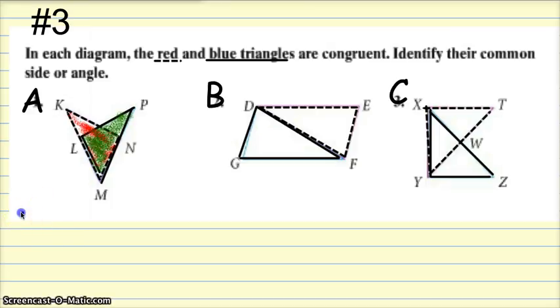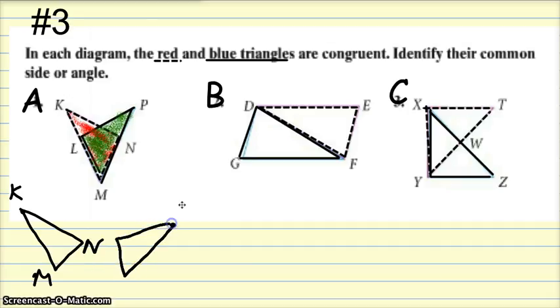So I start up here with K, go down to M, N, back up to K. And I know that there's a point L there, but that point L is over on this other triangle that goes P, M, L over here, P, M, L. Identify their common side or angle. They both have an angle M, and that would be by the reflexive property.